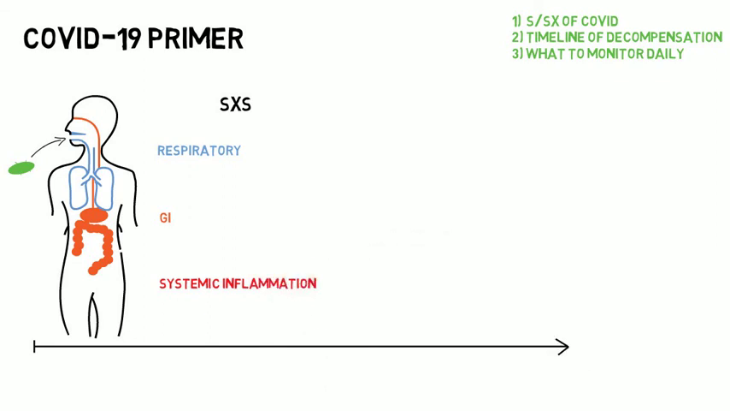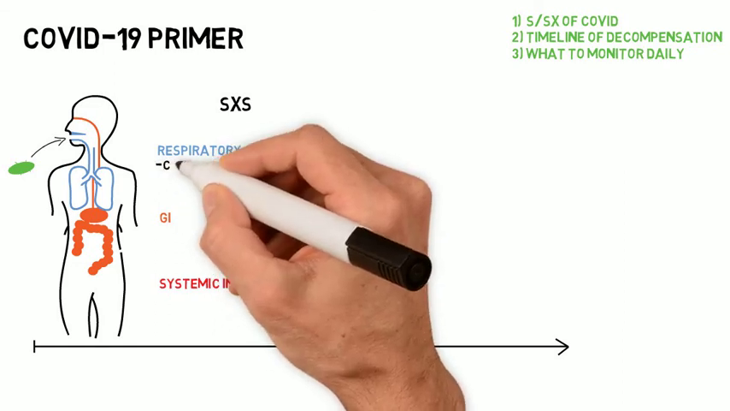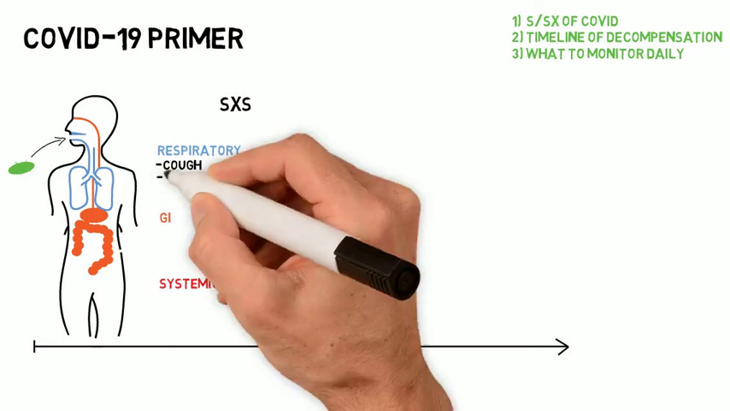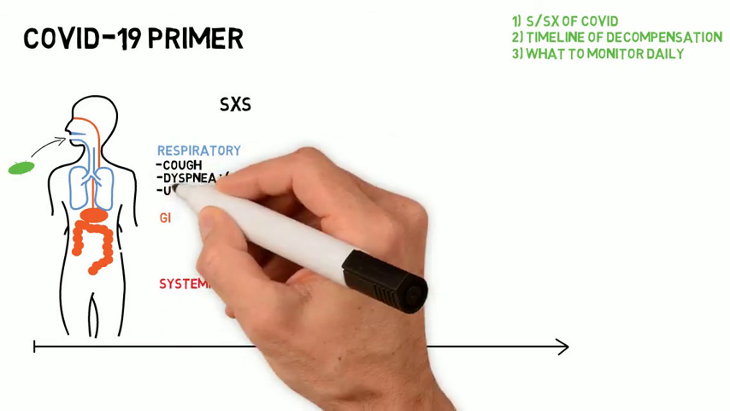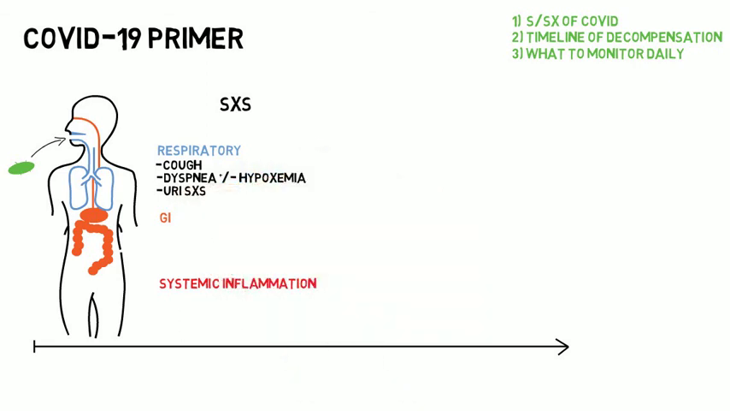All right, so go ahead and yell out some common pulmonary signs and symptoms in COVID. Great, yeah, cough, dyspnea, both with and without hypoxemia, and that's right, URI symptoms including sore throat. These are listed here in descending order of frequency, with the most common symptoms listed at the top. Cough occurs in about 80% of cases of COVID, dyspnea in about 1/3 of patients, and URI symptoms in also about 1/3 of patients. So how about some common GI symptoms?